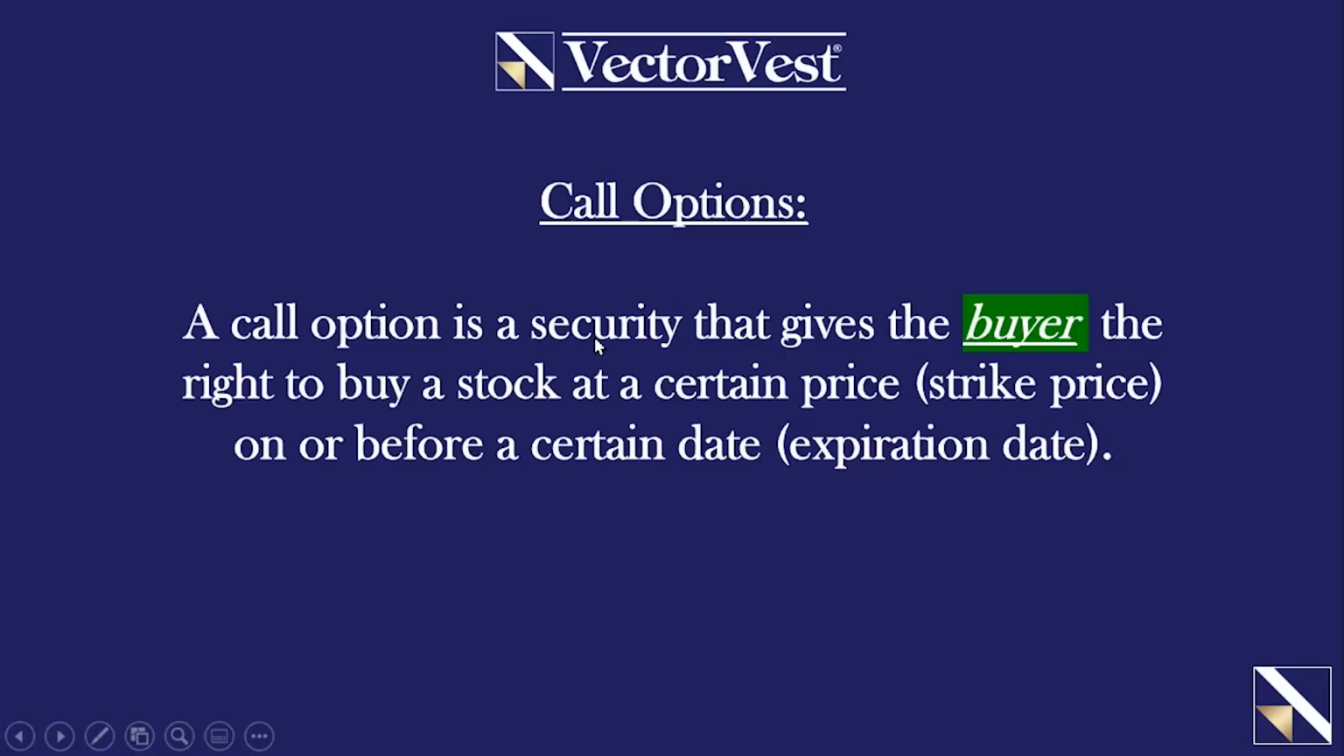There are market makers who are tasked with providing a fair and orderly market. A call option, again, is a security that gives the buyer the right to buy a stock at a certain price, which is the strike price, on or before a certain date, which is the expiration date. These are those strictly defined terms and conditions of an options contract.